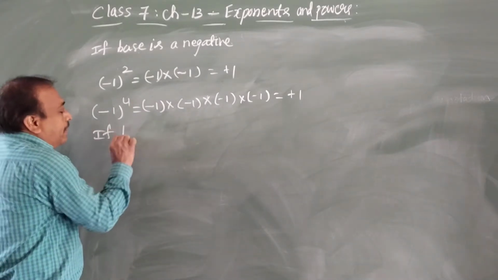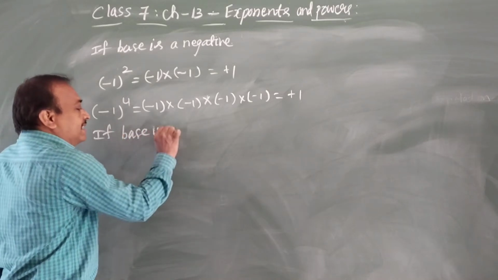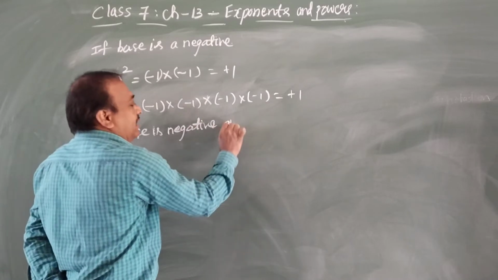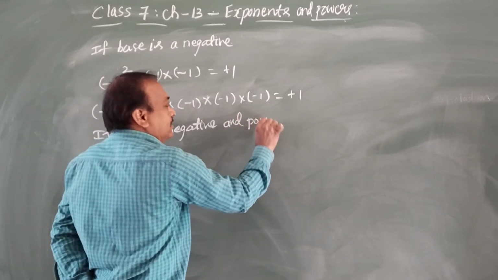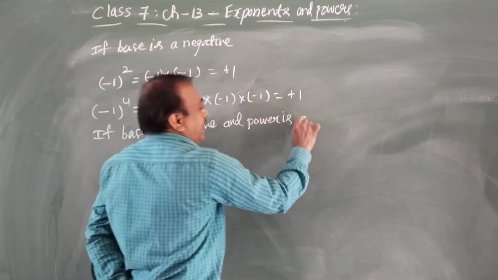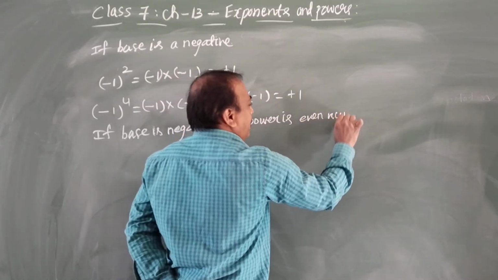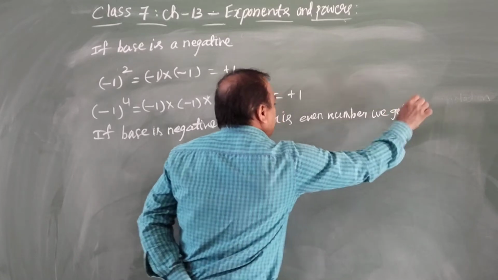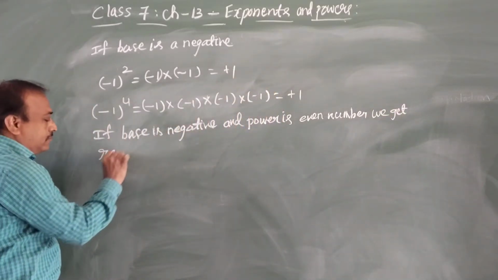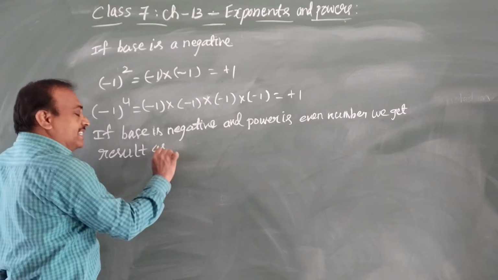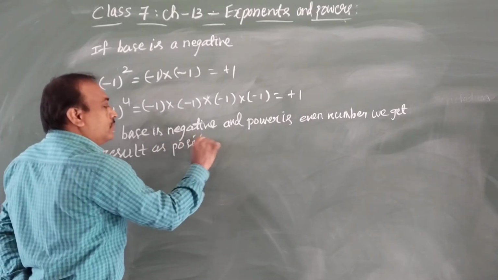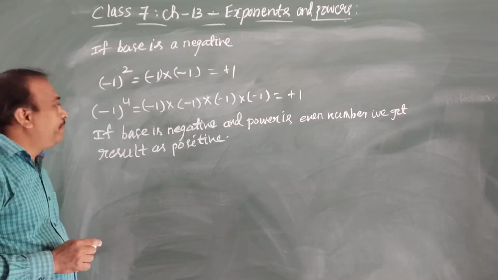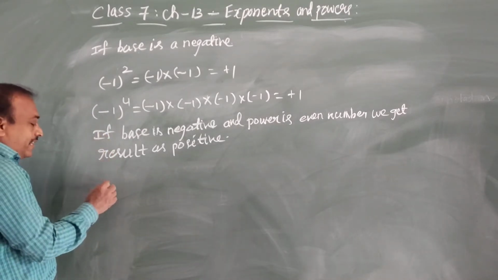So if the base is negative and the power is an even number, we get the result as positive. Right? Next, now we see another one.